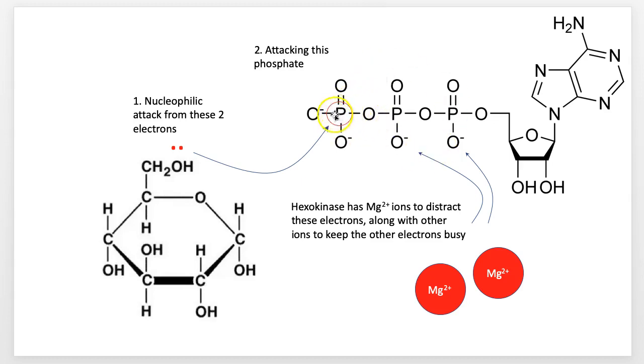Because the phosphate is positive. It's a positive atom with a bunch of negative charges attracted to it. So I need to pull those negative charges away. So I'm going to attract them to a different positive charge to pull the negative charge away, okay? So that's what hexokinase is going to do. We've got our nice magnesium ions here, and they're going to keep all these extra electrons busy, okay?